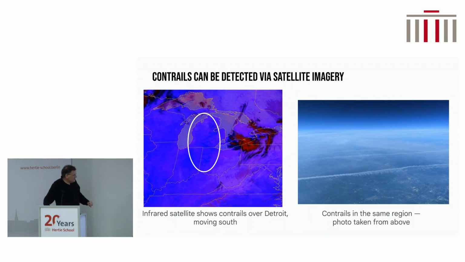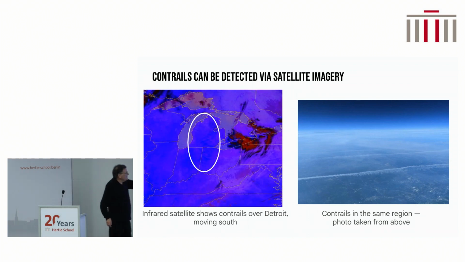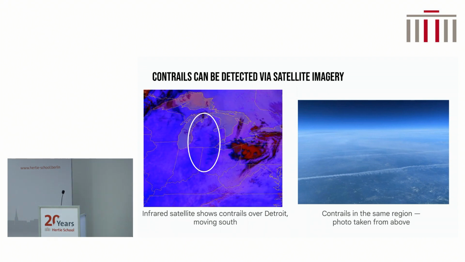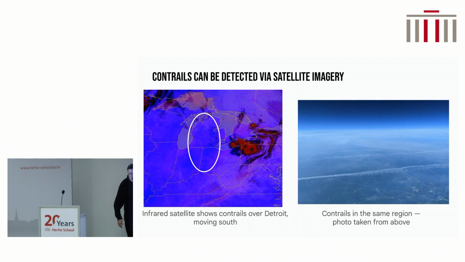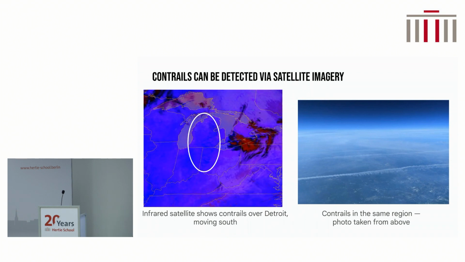Here is an example. You may not know where Detroit is. Detroit is just around there. It might be very difficult to see, but there are these linear features that are drifting. This is from the satellite image in the long wave IR, infrared. You see clouds, but you can also see these here. These are contrails that were generated and drifting south.